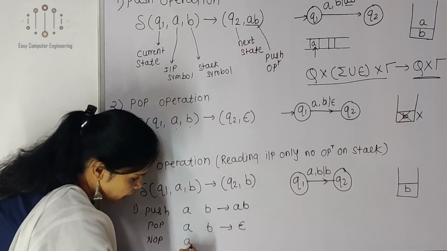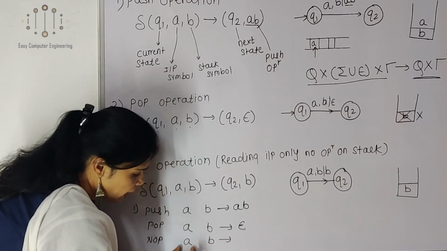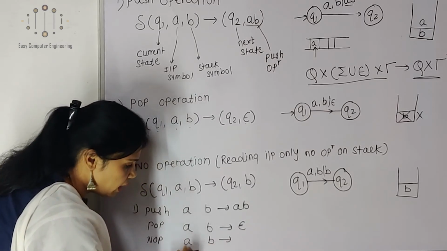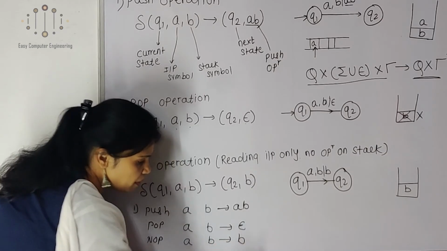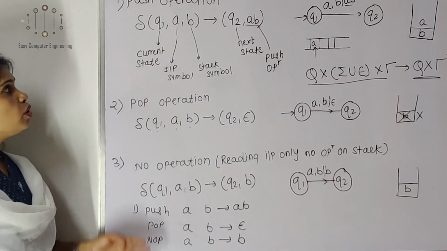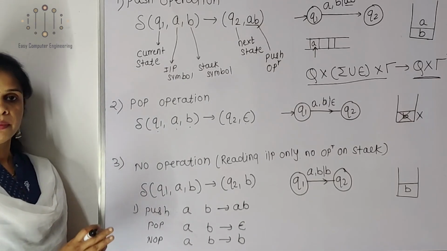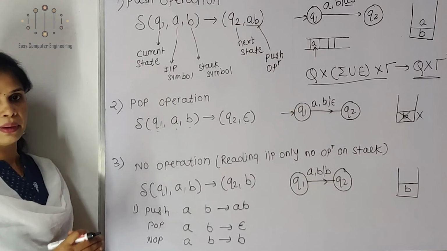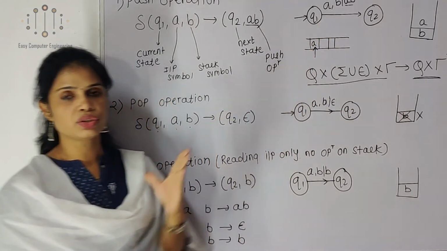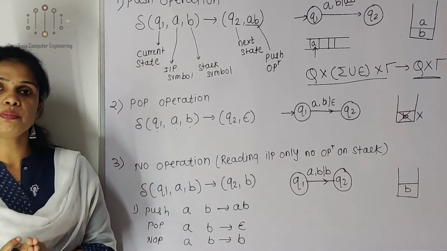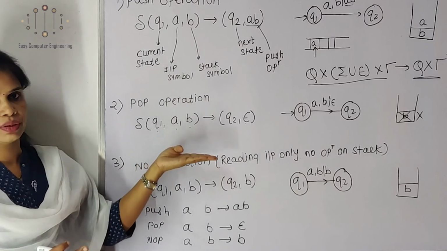How can we show no operation? The input symbol is A. In the stack there is a B. Just read A, but no operation on the stack. So keep B as it is. Like this. So these are the three operations which are very important, because while solving examples, either with the help of this graphical representation we are going to design our pushdown automata, or with the help of this transition function.